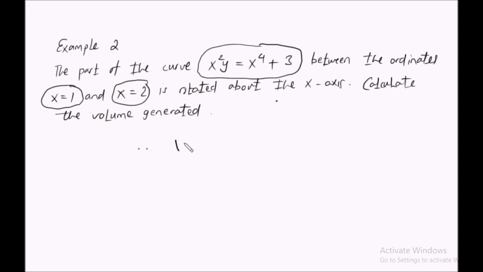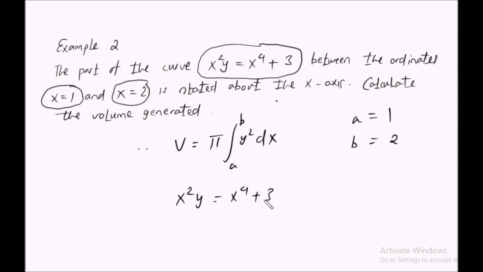So again, remember our formula ni hii v pi from a to b, so we have y squared dx, okay? So this time kwa sababu ameshakupa wapi itaanzia in the x-axis na wapi itaishia, so we already have a sasa na 1, b sasa na 2. But what about y? You can see imekaa kiajabu. Don't panic, you just have to make y the subject there. So when we make y the subject there, manake tugawanye kwa x squared everywhere.